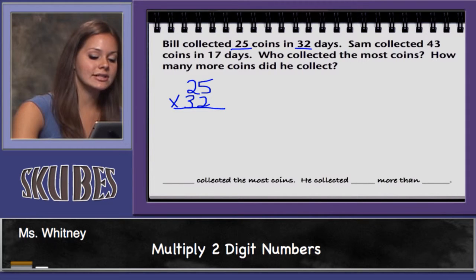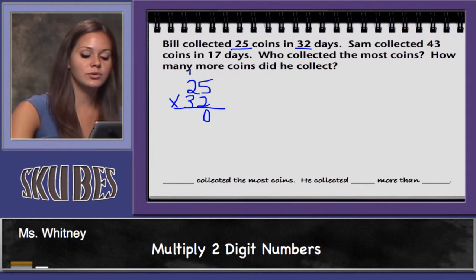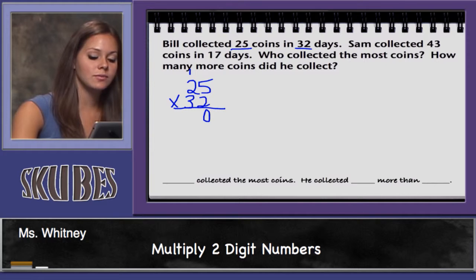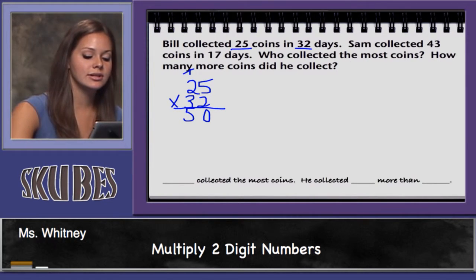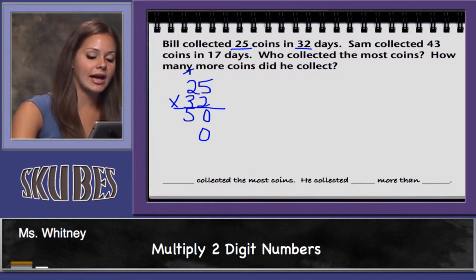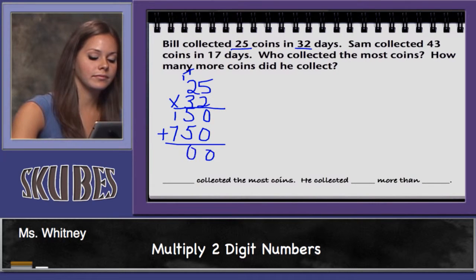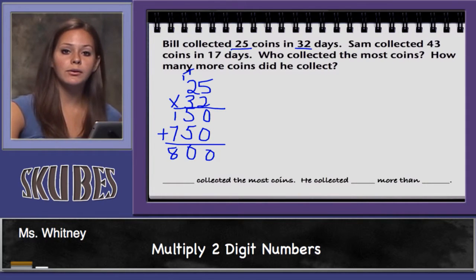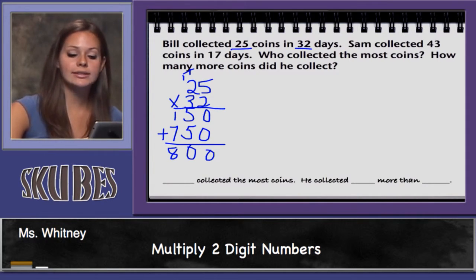2 times 5 is 10. 2 times 2 is 4 plus 1 is 5. Cross out the 1 that I've used. I'll write my 0. 3 times 5 is 15. 3 times 2 is 6 plus 1 is 7. Now I'll add. To get 800, Bill collected 800 coins.